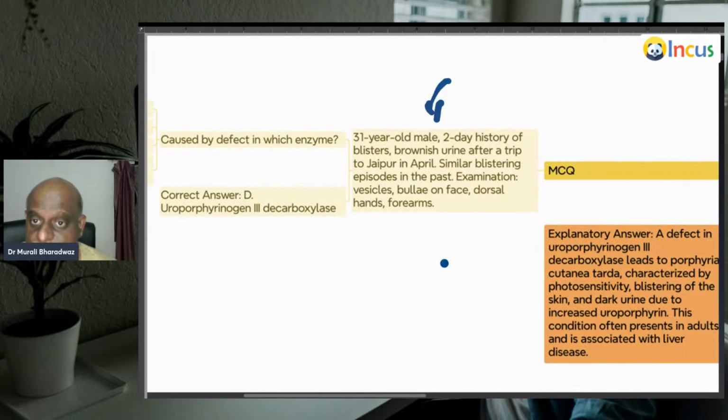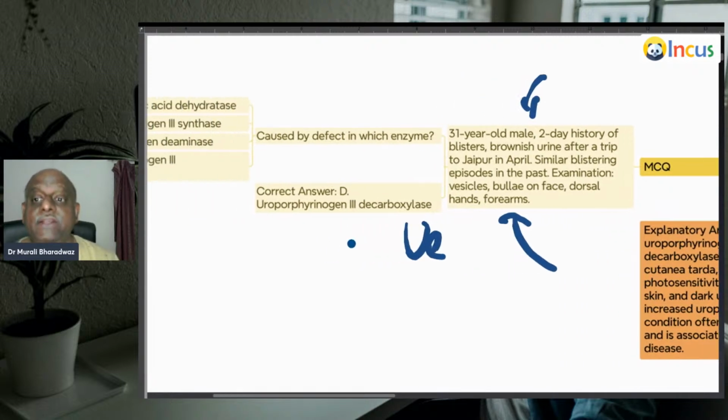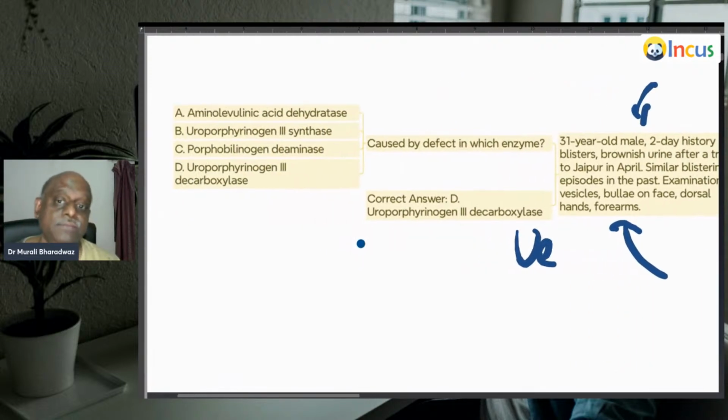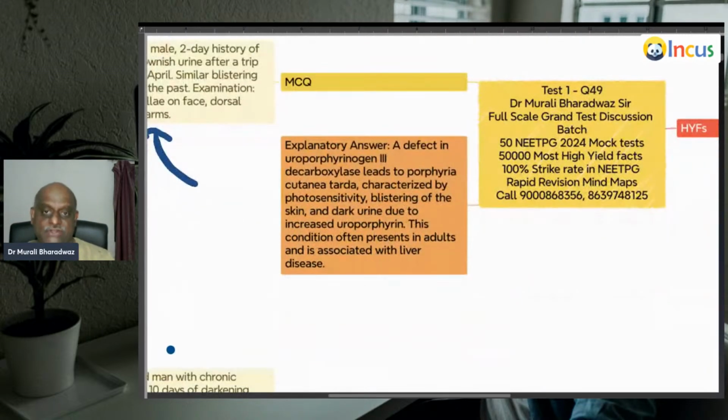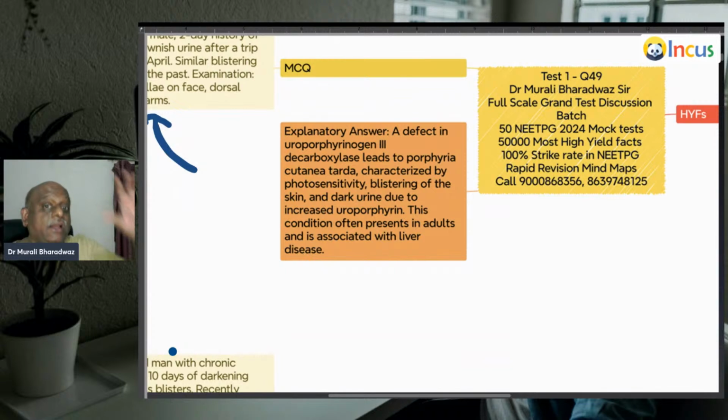A 31-year-old presents with a history of blisters and brownish urine after a trip to Jaipur in April, with small blistering episodes in the past, vesicles and bullae on the face, dorsal hands, and forearms. Typically, it is uroporphyrinogen III decarboxylase deficiency, which leads to porphyria cutanea tarda. Take it as my word, doctor.